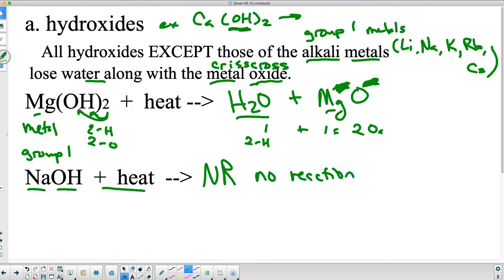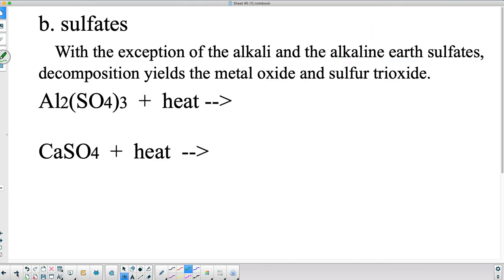And if you see RXN, that also means reaction. Same thing. Okay, good. Let's keep moving. Sulfates, such as the example of copper sulfate. And if it would decompose, what would it decompose into? This is an example of a sulfate. Okay, right there's the example.